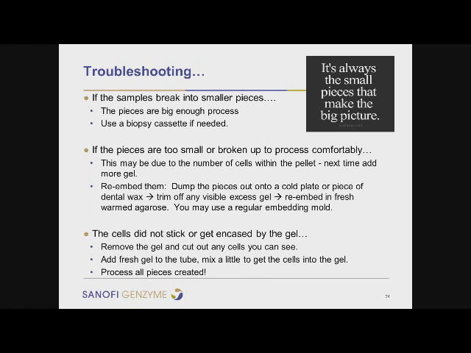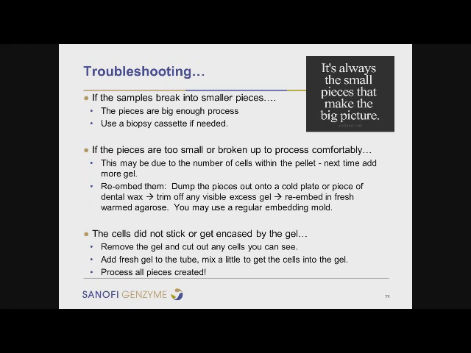What you can do, though, is re-embed them. Dump those little pieces out onto a cold plate or a piece of dental wax, and then trim off any of the excess gel you can see that doesn't have any cells in it. And then re-embed them in fresh, warm agarose. If I have to do this, I usually use a regular embedding mold.